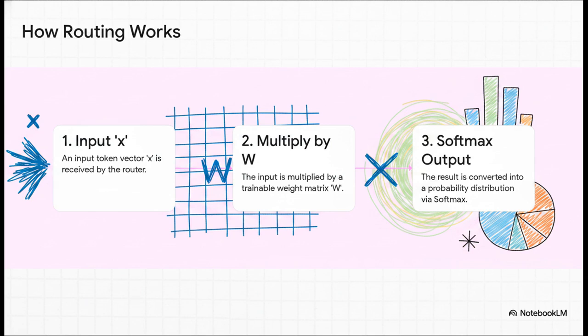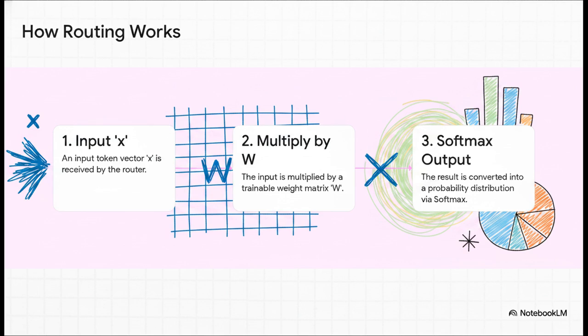Okay, it's a three-step dance. First, the input token comes in. That's our x, which is just a vector of numbers. Next, we multiply that vector by a special weight matrix, w. Now, this matrix is trainable, which means the model learns the best values for it. The result of this multiplication is a list of raw scores, or logits, basically one score for each expert. A higher score means the router is more confident that expert is a good fit.